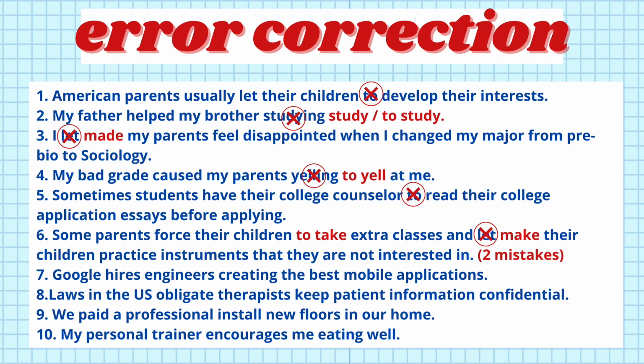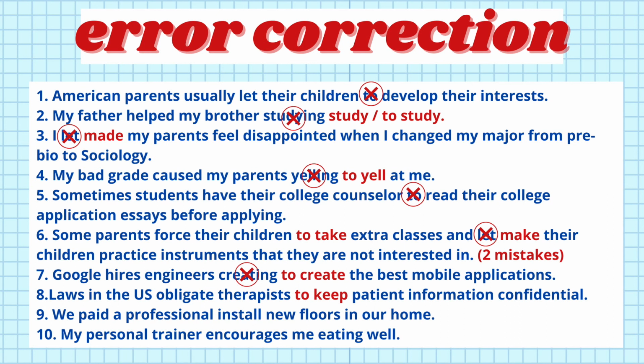Number 7, "Google hires engineers to create the best mobile applications." Number 8, "Laws in the US obligate therapists to keep patient information confidential." Here we see that formal term "obligate," and we say obligate someone to do something. Number 9, "We paid a professional to install new floors in our home." We paid someone to do something. And the last one, "My personal trainer encourages me to eat well." Encourage someone to do something, not encourage someone doing something.